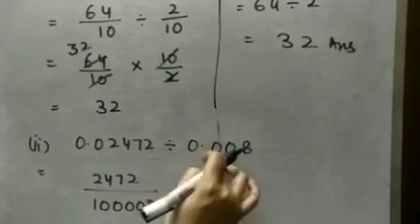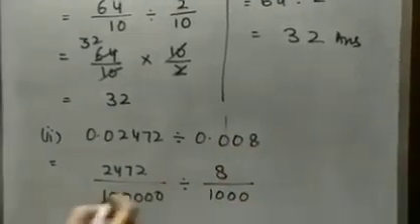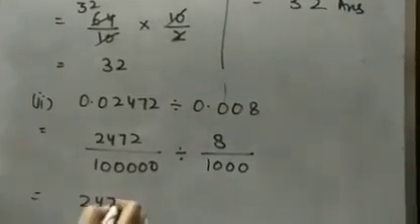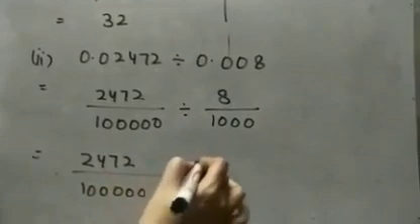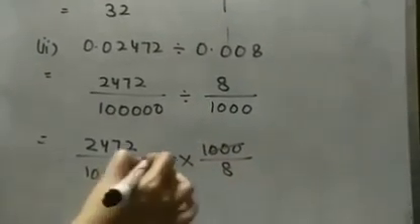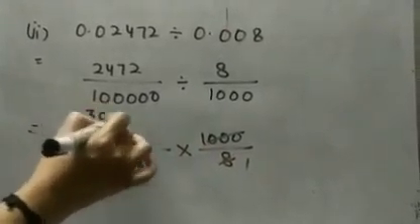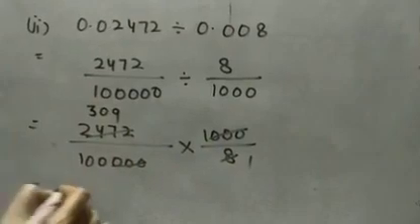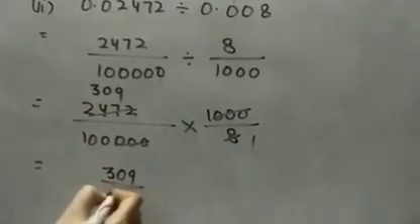How many digits do we have here? 1, 2, 3. So we are having 3 zeros in the denominator. Again change this division sign into multiplication. Take the reciprocal of the second term. 3 zeros, 3 zeros cut. 8 3s are 24, 7 not 0, 8 9s are 72. 309, it's 309 by 100.